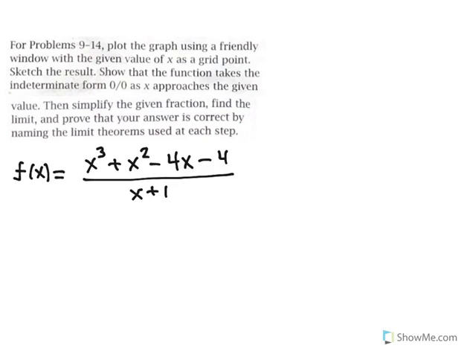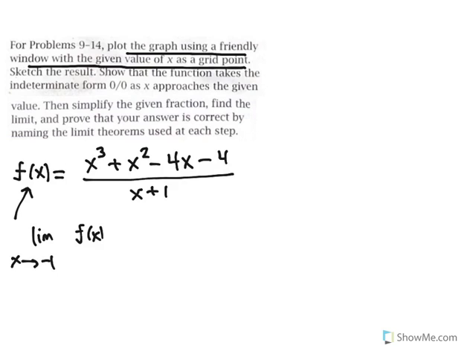We will take a look at two examples for today's lesson. Here's our first example. The function is f of x, as you see here written in black ink. Let's look at the instructions for this problem. Plot the graph using a friendly window with the given value of x as a grid point. So we want to find the limit of this function as x approaches -1. So the given value of x would be -1 because x is approaching -1. Sketch the graph. Show that the function takes the indeterminate form.